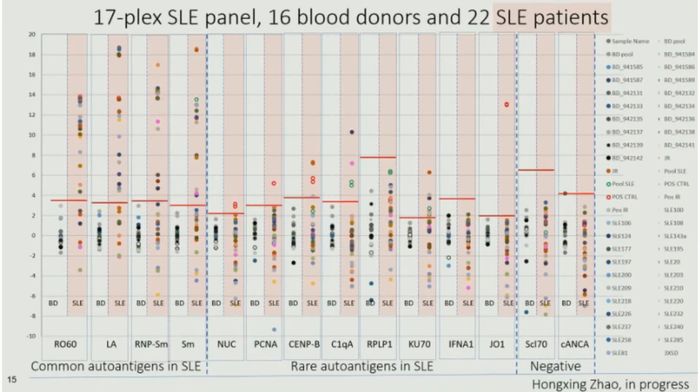Here's a slide where we looked at 17 different antigens in 16 blood donors and 22 SLE patients. The pinkish is SLE patients, and you can see that they stand out. So we're able to screen for autoimmunity or for what kinds of infections you have suffered very quickly in the same technology.